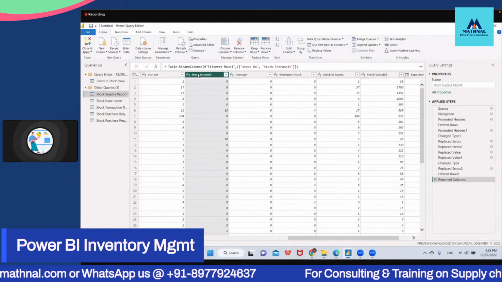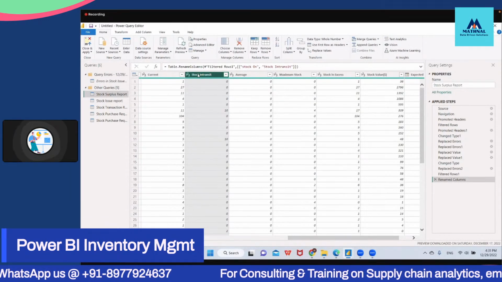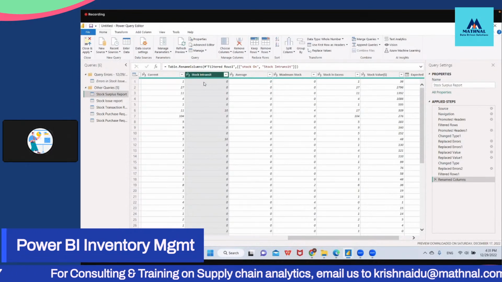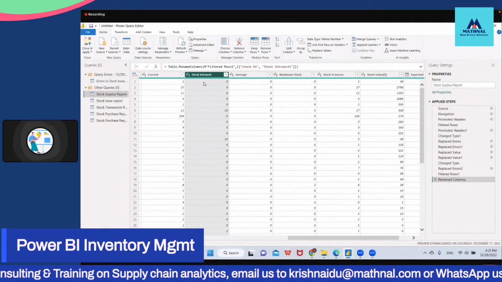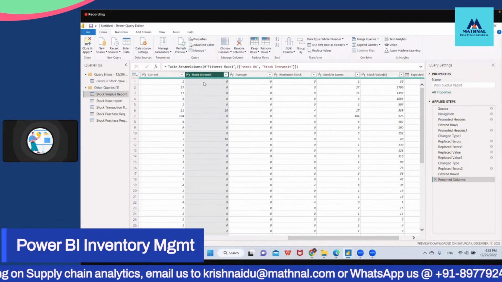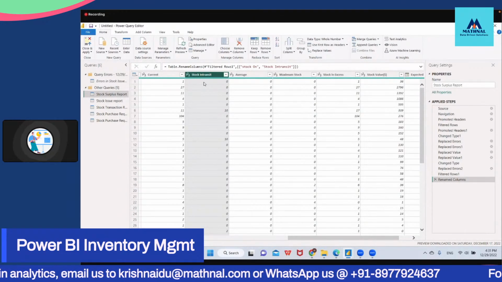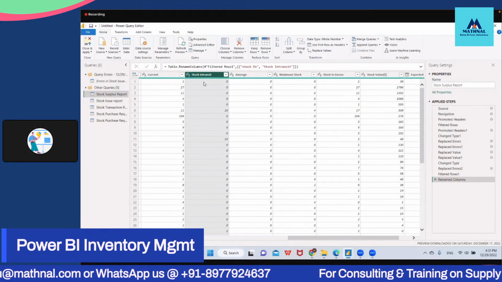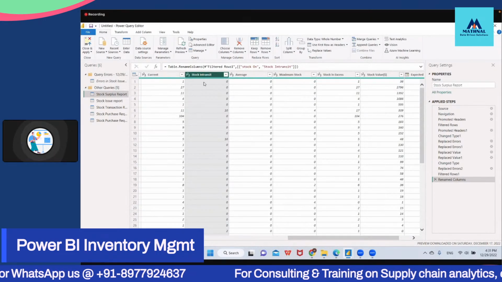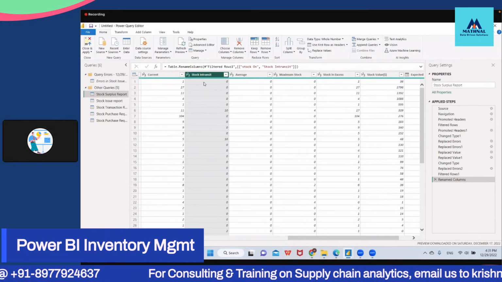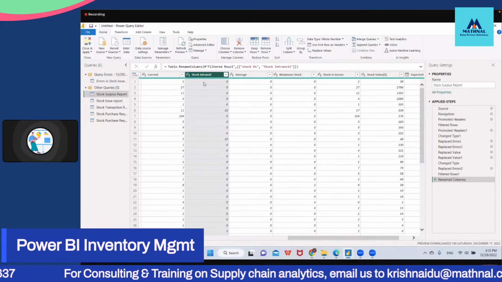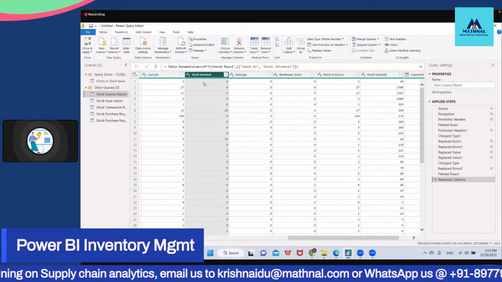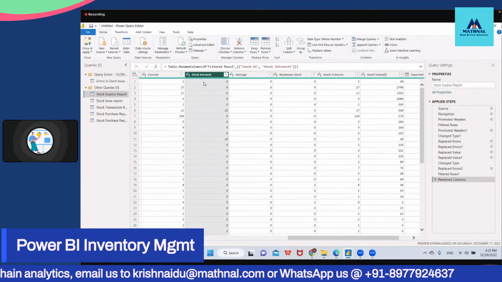So the current stock is how much? 11. And what is stock in transit? It means how much is on the way to reach the outlet. How much are you going to receive in the outlet? We are going to receive 10. So we have 11, and you're going to receive 10. What is the total stock? 21.